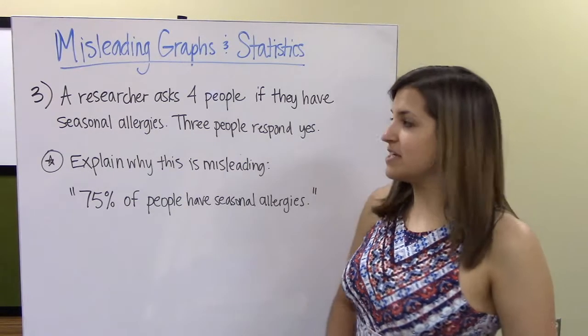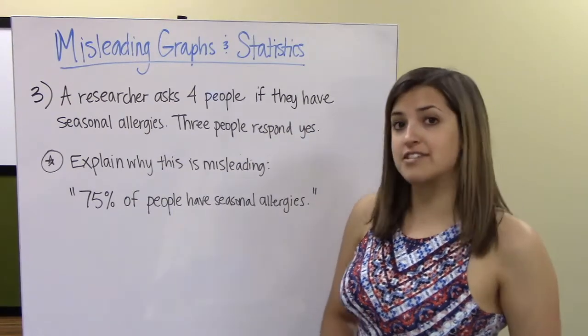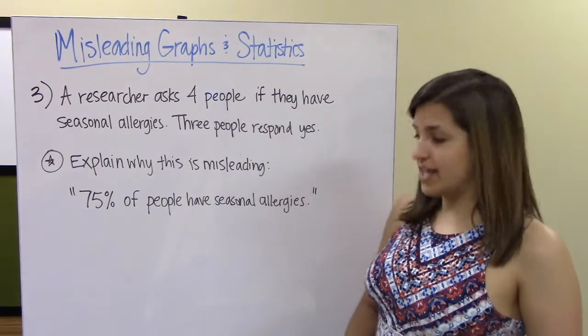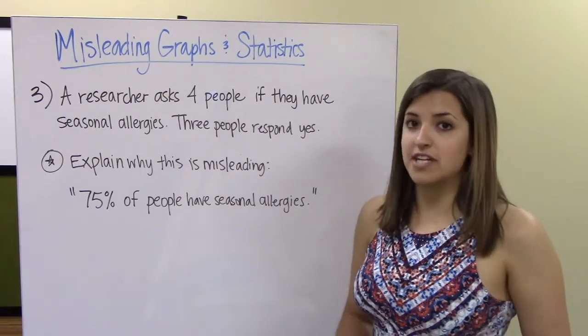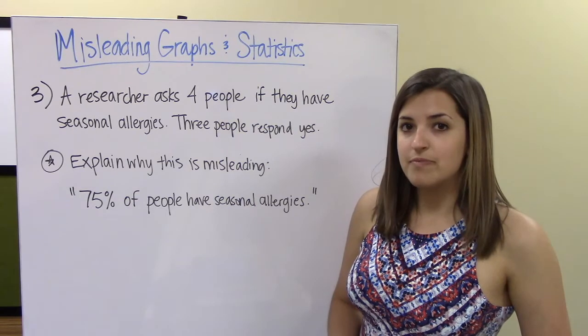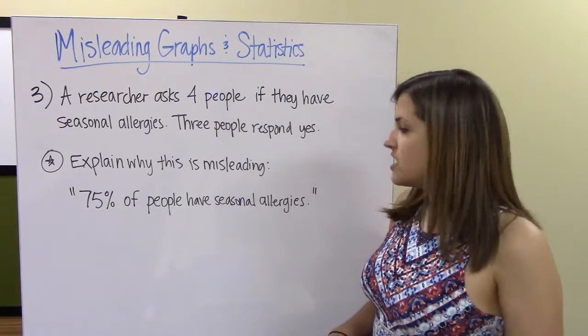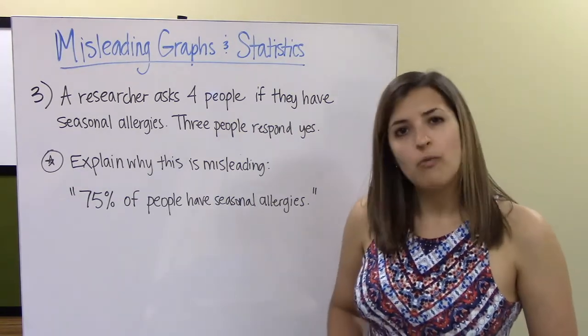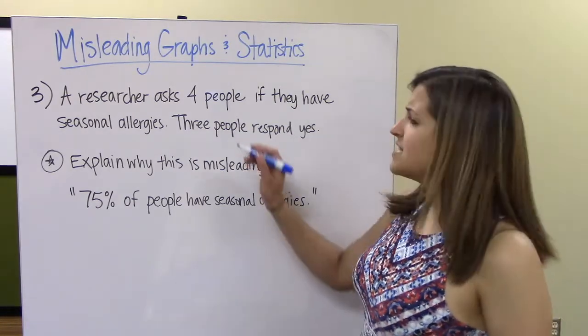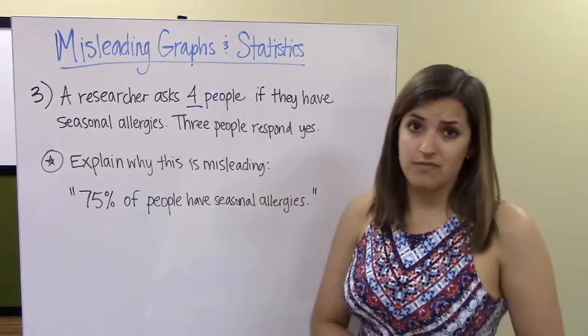Okay, number 3 tells us, a researcher asks 4 people if they have seasonal allergies. 3 of them respond yes. We have to explain why this next quote is misleading. The researcher says, 75% of people, or 75% of the population, have seasonal allergies. Why is this misleading? Let's take another look at that sample size. That sample size is 4.